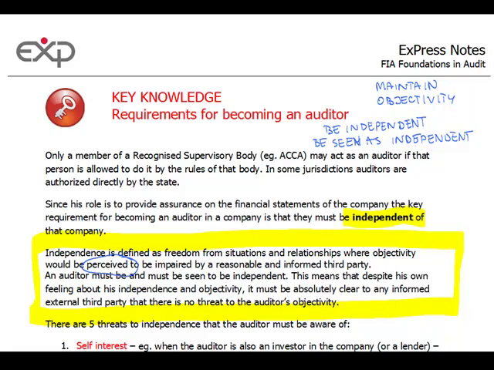This doesn't really matter, because if there is any third party that would think, no, after all it's your sister, so I'm sure this might have had some impact on the way you audited the financial statements. If there is a third party like that, the auditor is not seen as independent and therefore should not perform the audit.